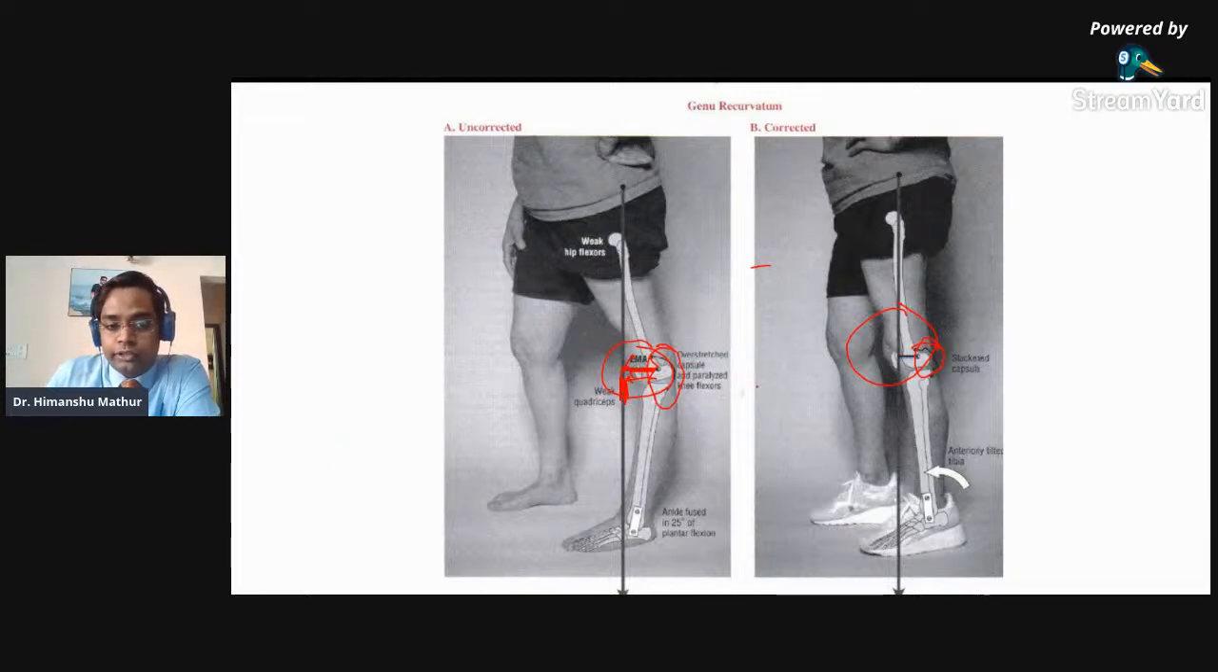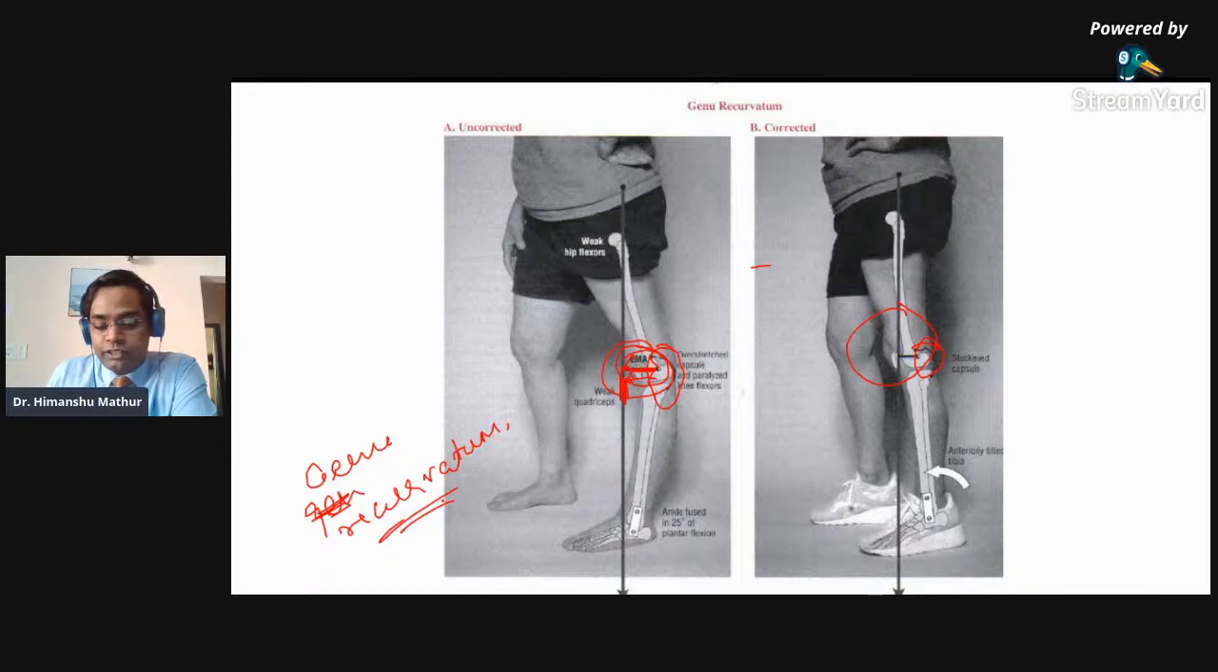If it is already in recurvatum, then your external moment is more, and because of that, the muscle activation is in such a pattern that it promotes more genu recurvatum. So once the deformity is there, it promotes more deformity. Always remember that. So with this, we are done with the biomechanics of the knee joint, and the house is open for questions.